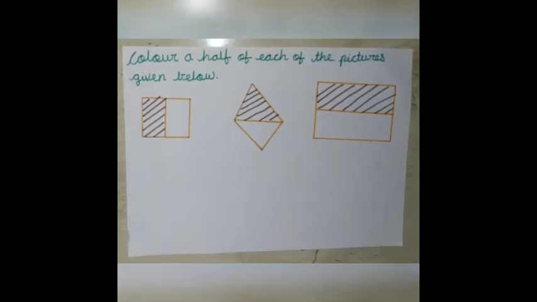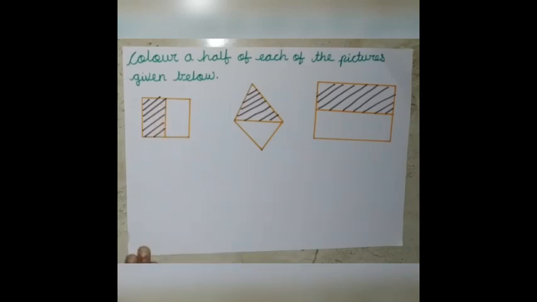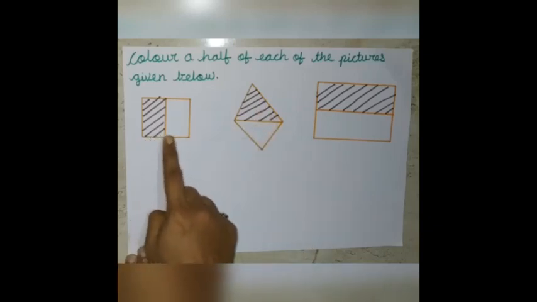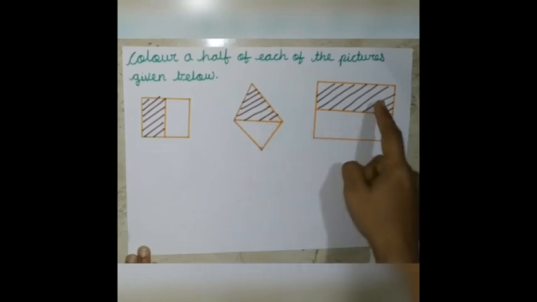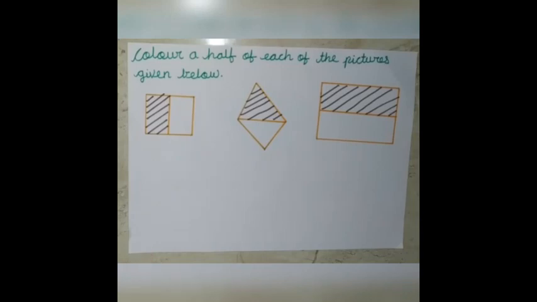Students, you have to keep one thing in mind. When something is divided into two equal parts, each of the parts is a half of that thing. Each part is known as half. We can say this is half, this is half. Half, half. So students, now we will move further.